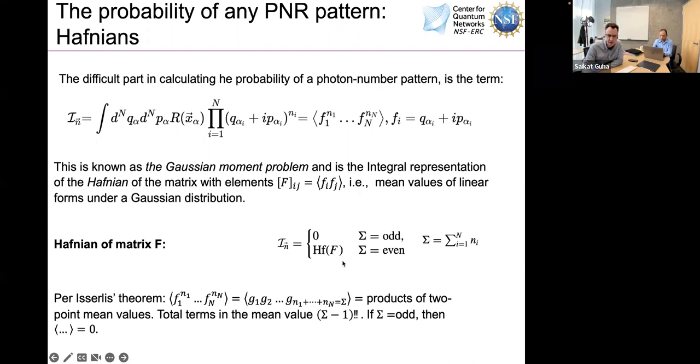But if it is even, then this is in general a hard problem to solve, to find the Hafnian, and we'll see that in a minute. You can calculate the Hafnian, or equivalently calculate this integral, or equivalently again calculate this mean value under this Gaussian kernel by using Isserlis's theorem, that I will introduce in a moment. Basically, what Isserlis's theorem does is take many-point mean values, like this one, and give you the recipe on how to break that into products of 2-point mean values.